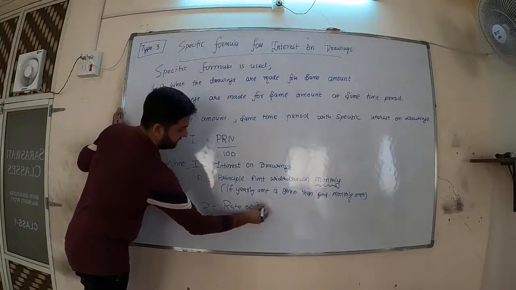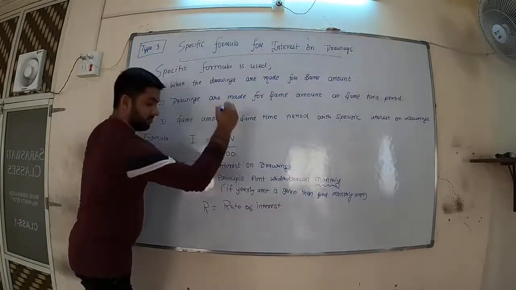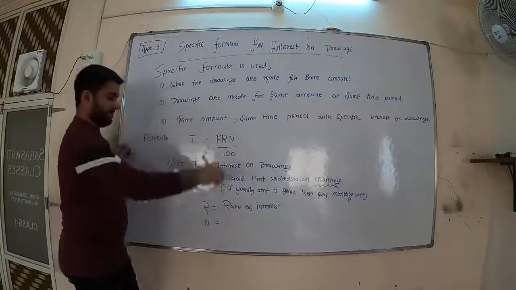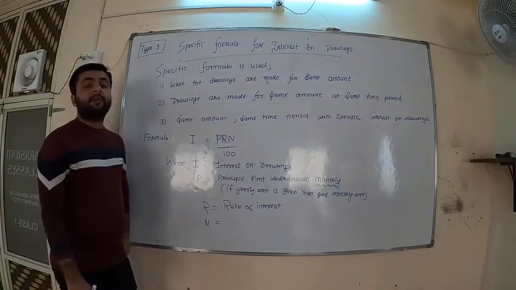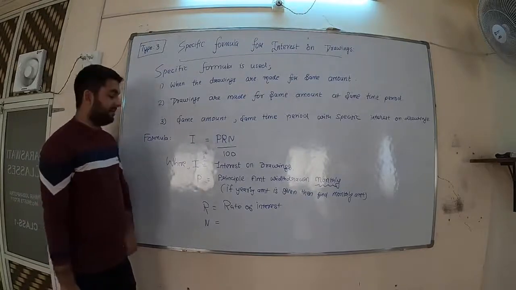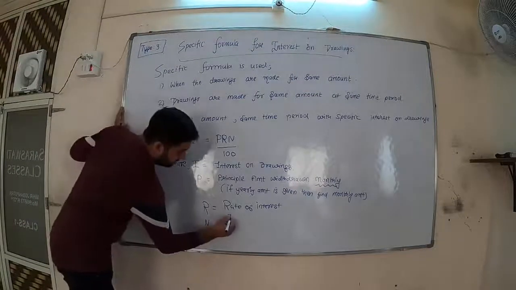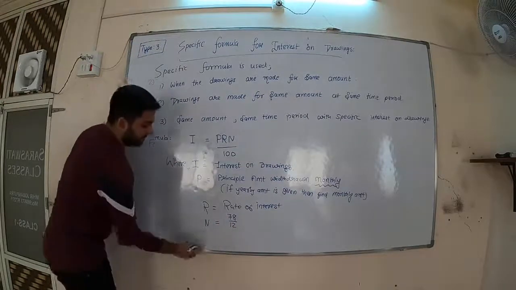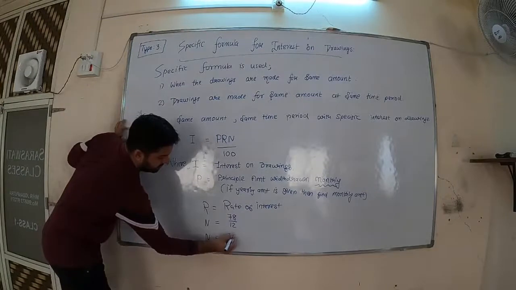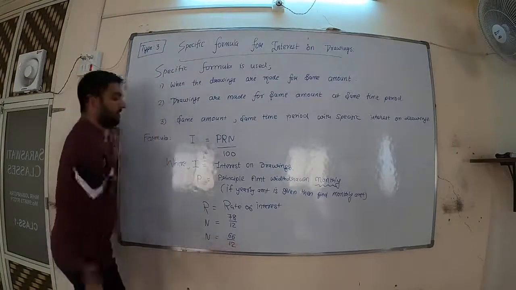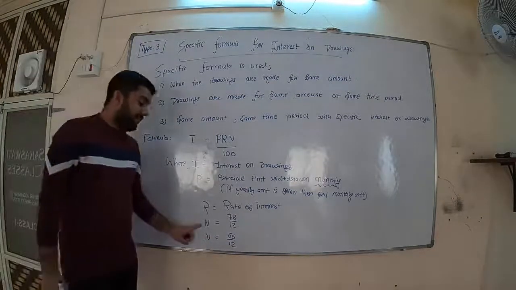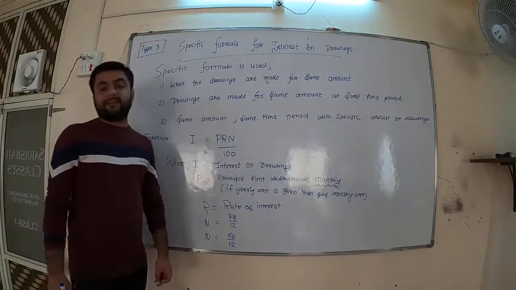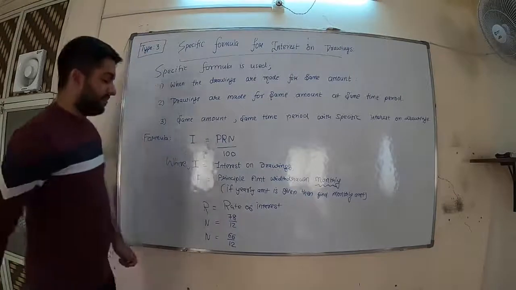R, the rate of interest. Now the most important thing is N. N is equals to 78 by 12 and N is equals to 66 by 12. When 78 by 12 is to be taken and when 66 by 12 is to be taken, we will try to explain.